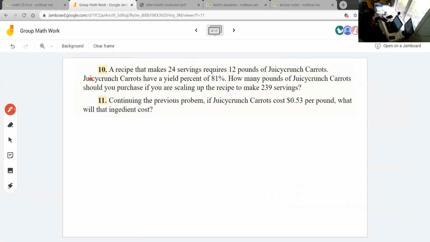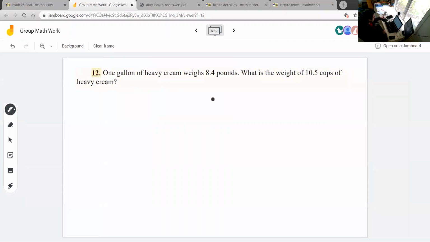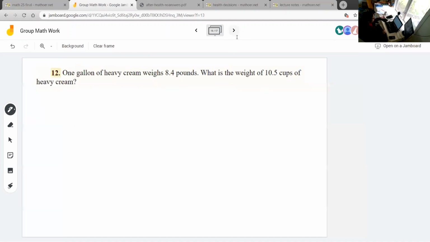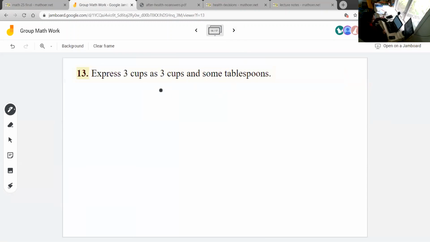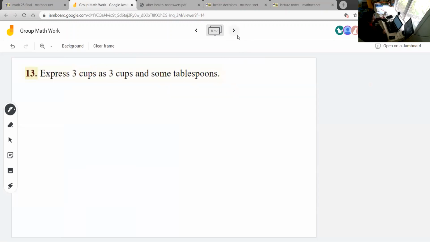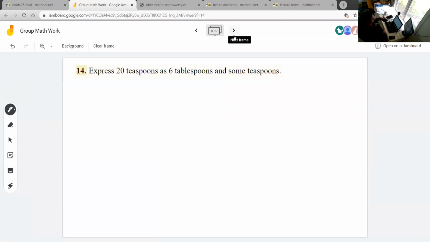Okay, let me do a little bit of review because we're getting towards the end of class time. We also had problems about yield percent and scaling up recipes. We also had problems about making proportions for how much ingredients weigh and how much you would use. We also had problems with cups, tablespoons and teaspoons. And that was the end of our health decisions topic.